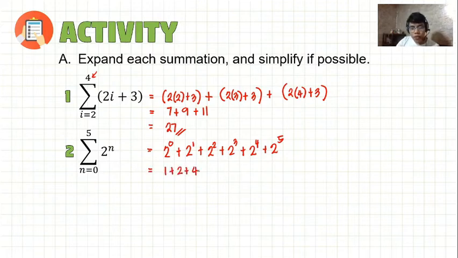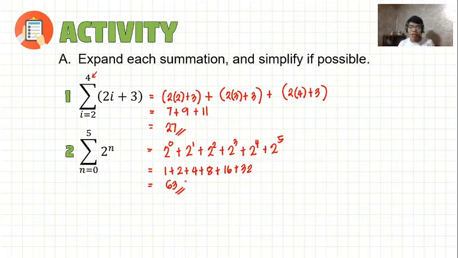2 squared is 4. Then you have 8. Then 16 plus 32. And the sum will be equal to 63. Okay, so this is now our final answer. Okay, so I hope you got that.